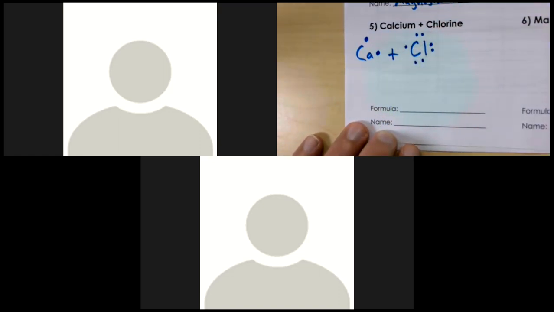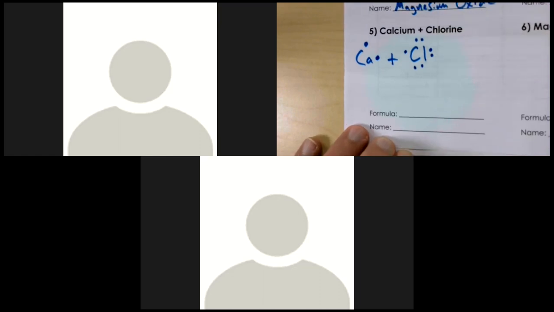All right, now on number 5. We got calcium and we got chlorine. If I can get the camera. Calcium's chemical symbol is Ca. It is in group 2, so I know it has 2 valence electrons. I'm going to add that to chlorine. Chlorine is group 17, so therefore it has 7 valence electrons. What's the problem here? There's a problem that you can hopefully see right away. What's the problem here?